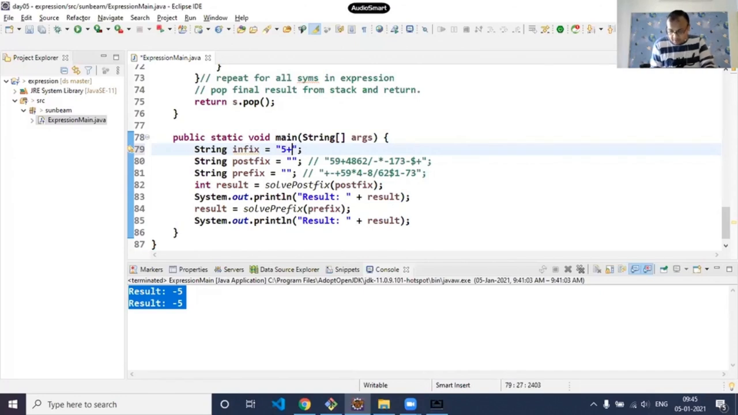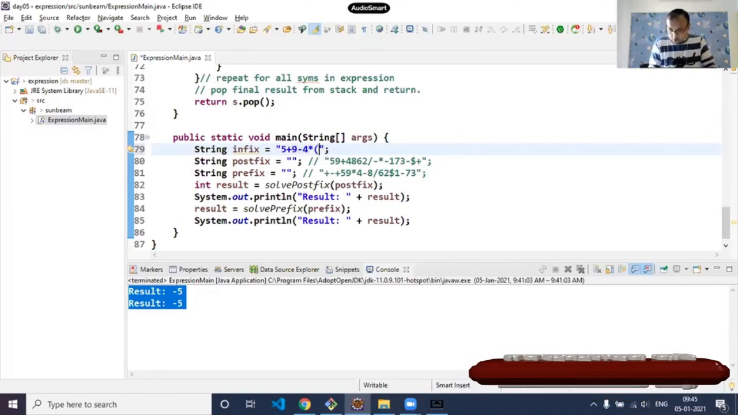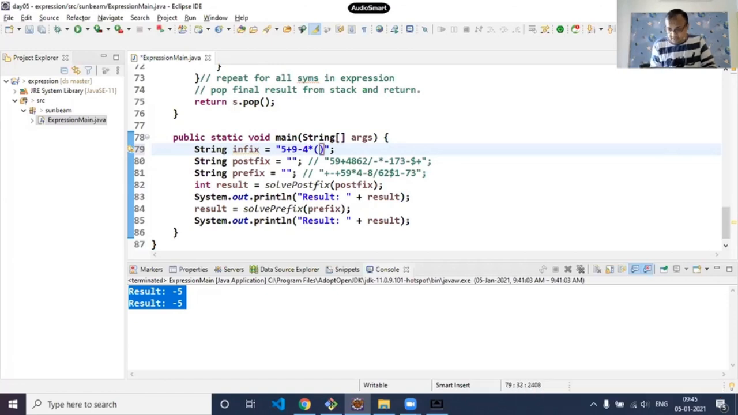Infix is equal to 5 plus 9 minus 4 into, you noted there is a parenthesis here too, very good, 8 minus 6 by 2 plus 1 dollar, and then 7 minus 3. I believe it is correct, I have not made any mistake in typing.